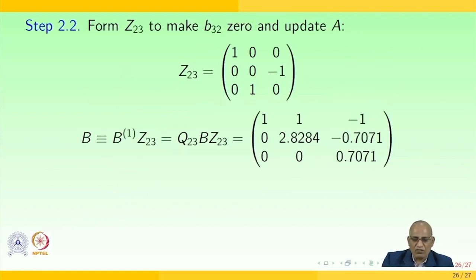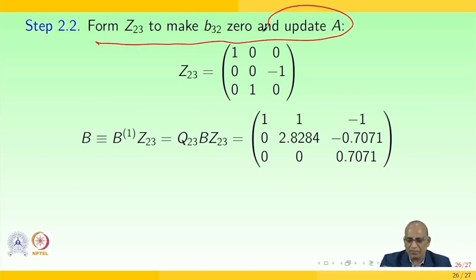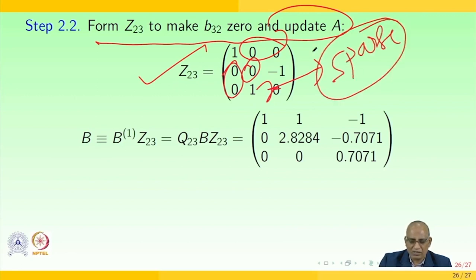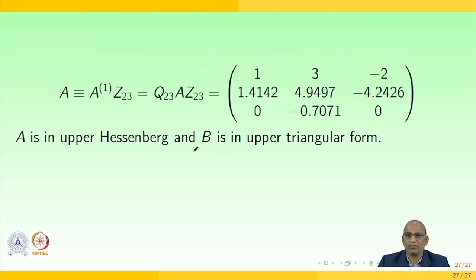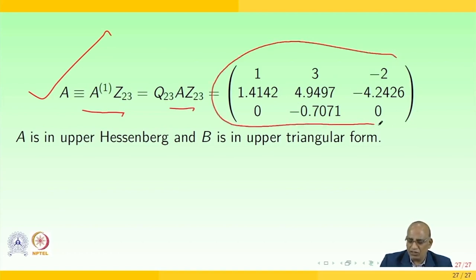Now, step 2.2 is form Z23 to make B32 0 and update this matrix A. So, what do you have? These are zeros, zeros, zeros, zeros. Already it has become a sparse matrix. So, B is equal to B1 Z23, so you get a matrix like this. And finally, you arrive at the matrix A, that is A is equal to A1 Z23, Q23 A Z23, and this will take this form.